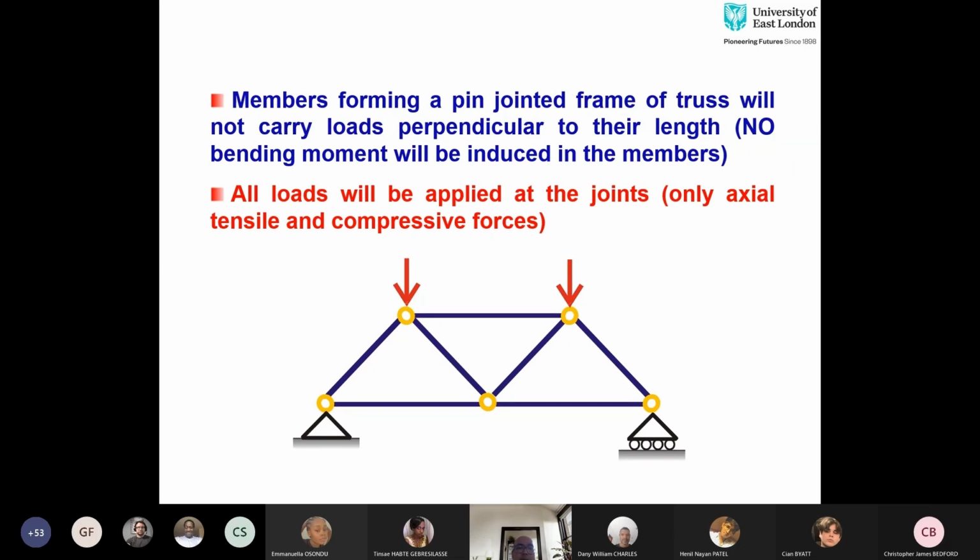So no bending moment will be induced in the members. It means that all loads are applied at the joints. Loading is not going to be applied along the length of the member. So I cannot apply any UDL over here.